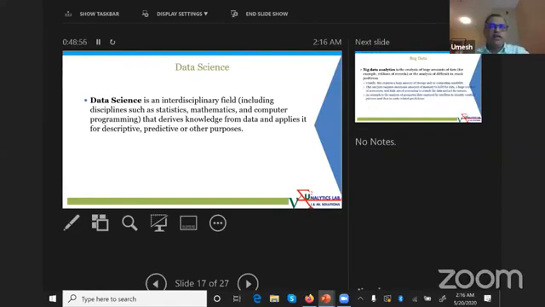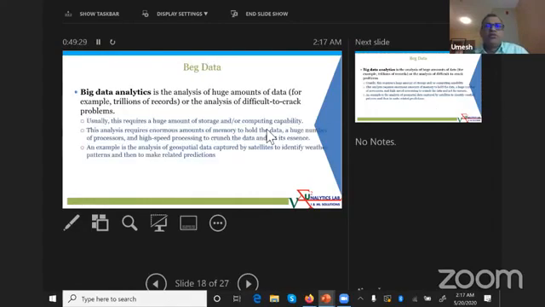So these terms are very fancy, and people are trying to sell this so that companies can attract the talent. The best thing is it's up to you to what extent you want to learn, and to what extent you would like to apply the skills that you have learned and target the job opportunities that you would like to explore.